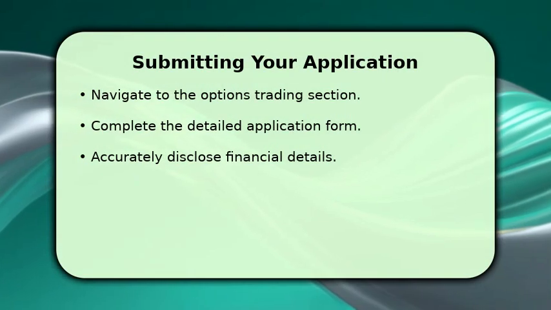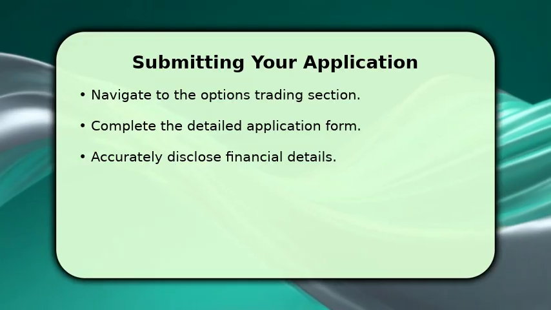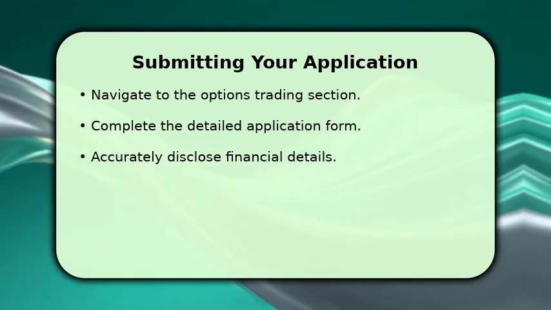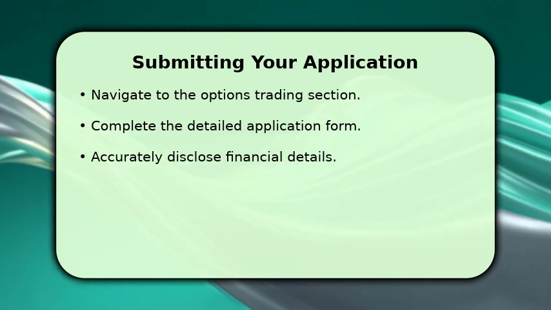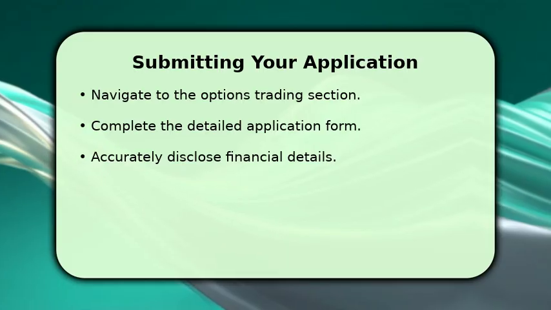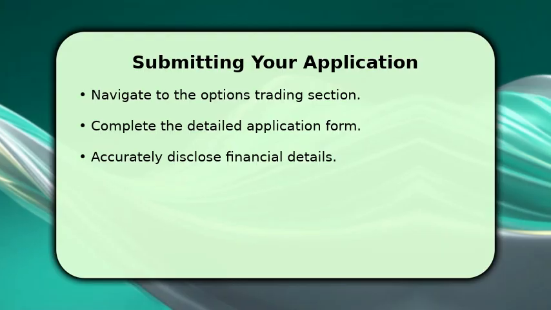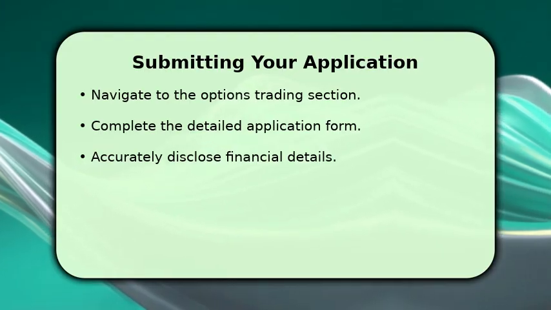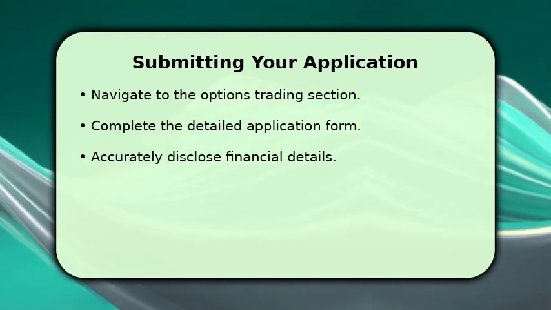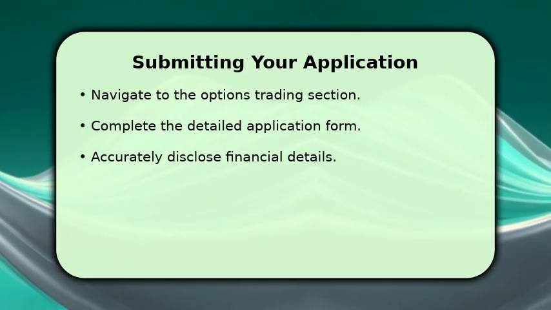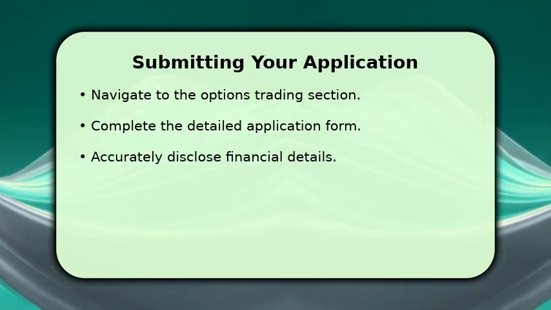Once you're ready, access the Webull app and locate the Options Trading section. From there, you'll find the application for higher options levels. Carefully fill out the comprehensive form, providing accurate information about your financial situation, including income, assets, and liabilities. Be thorough and honest, as this information is vital for Webull's assessment of your suitability for Level 3 trading.